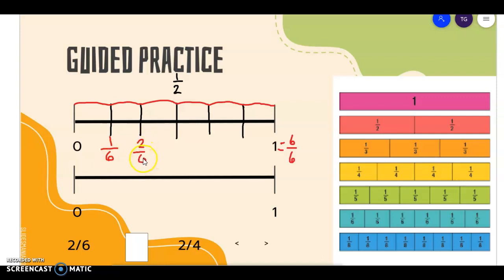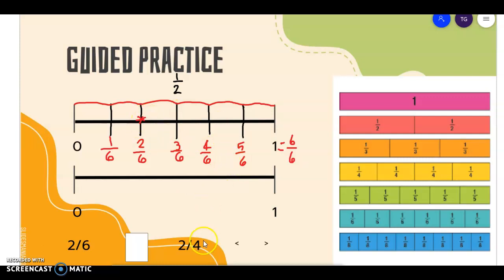2/6, 3/6, 4/6, 5/6, and then we have 6/6. So 2/6 will plot here on my number line.